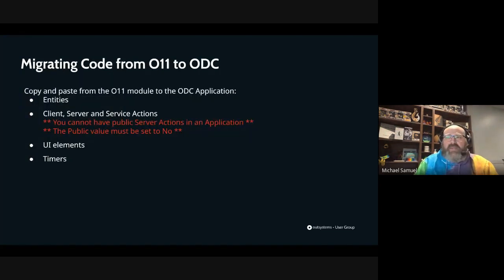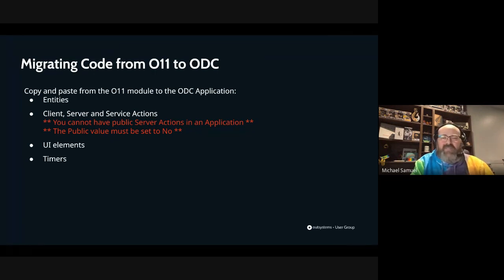So when it comes to migrating code from O11 to ODC, as we saw with John's example, it's actually quite easy. It's just a matter of copying and pasting. And so generally you copy and paste your entities first. So once you've decided your structure and you created those shells within ODC Studio, you can copy your entities, your client, server, and service actions.